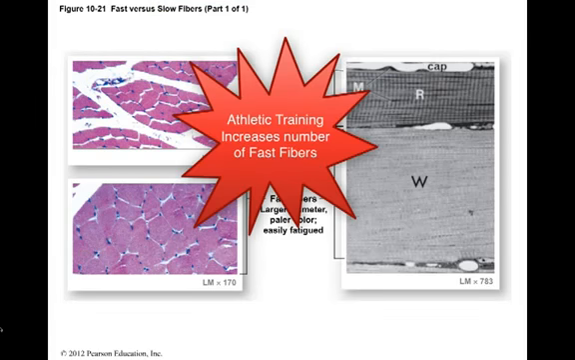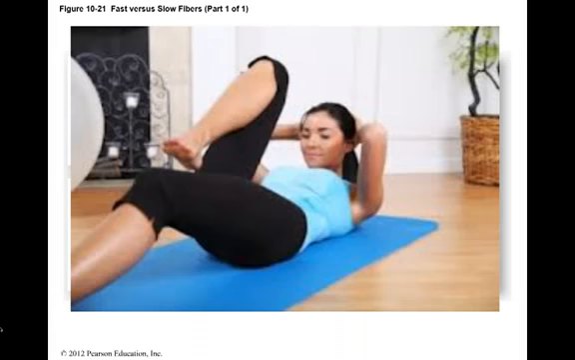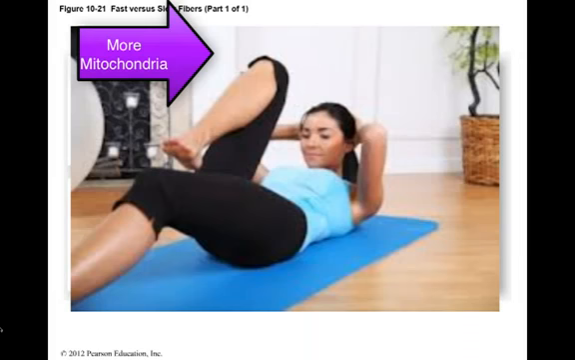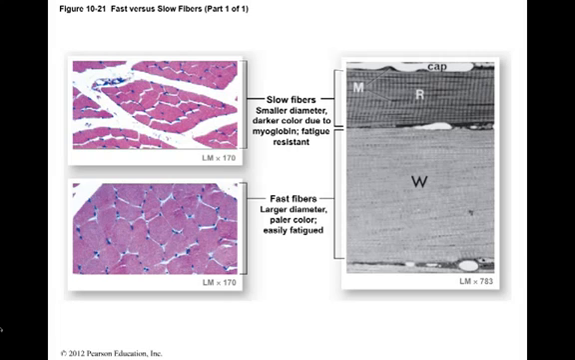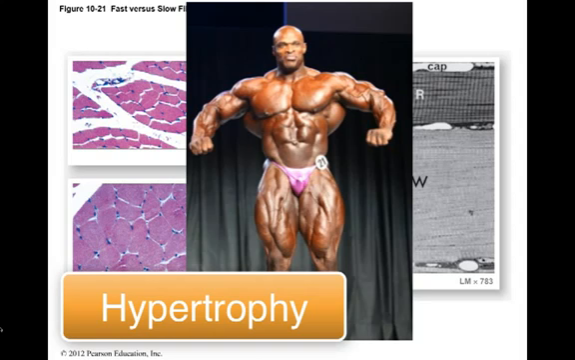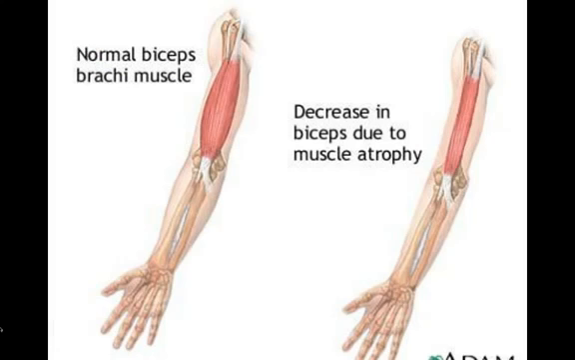Athletic training can also increase the ratio of intermediate fibers to fast fibers. As a result of repeated, extensive stimulation, muscle fibers develop more mitochondria, a higher concentration of glycolytic enzymes, which are enzymes that break down glycogen into glucose, and larger glycogen reserves. The effect of this stimulation is hypertrophy, or an enlargement of the stimulated muscle. The number of muscle fibers does not change significantly, but the muscle as a whole enlarges because each muscle fiber increases in diameter.